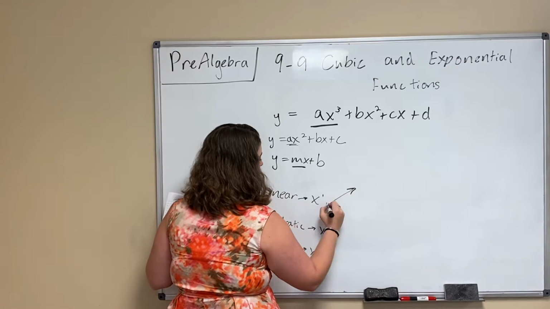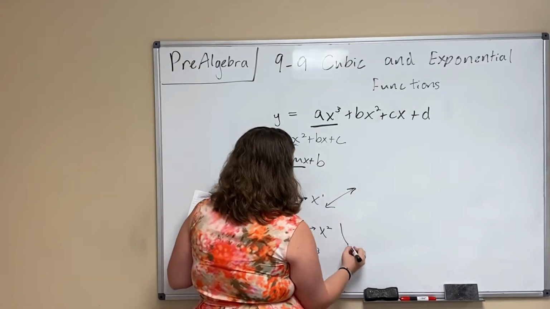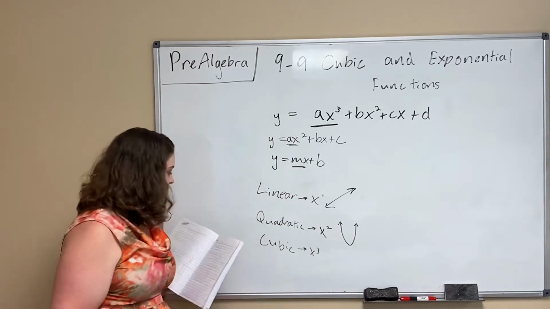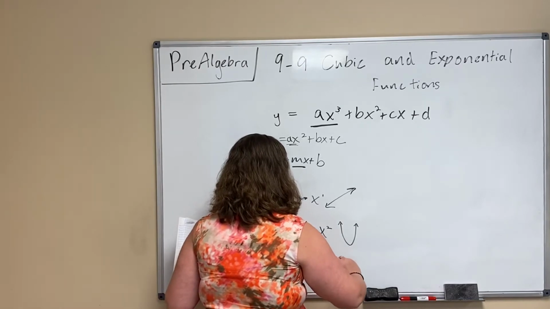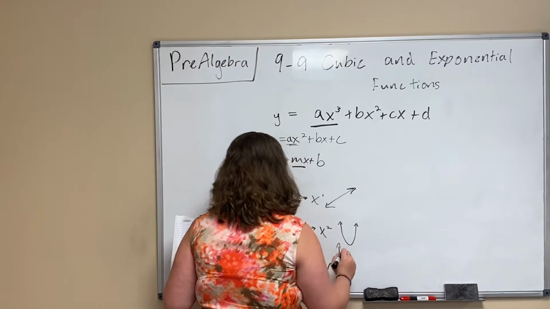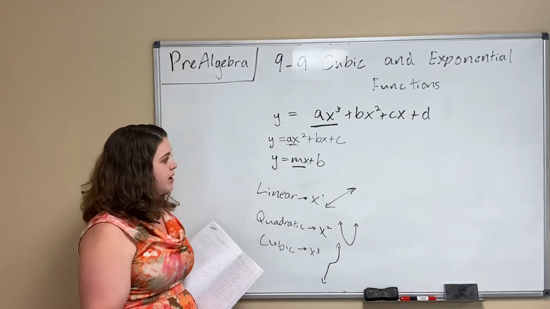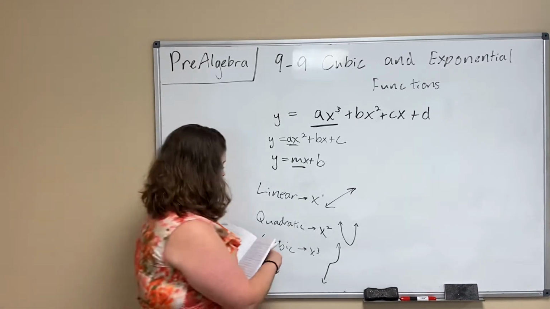Now with a linear function, when we graph it, we just get a line. With a quadratic function, when we graphed it, we got a parabola. Cubic functions are going to look more like this. They start off coming from one direction, and they switch to the other direction. What we're going to do now is practice graphing a cubic function together.